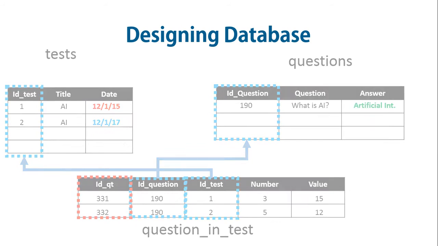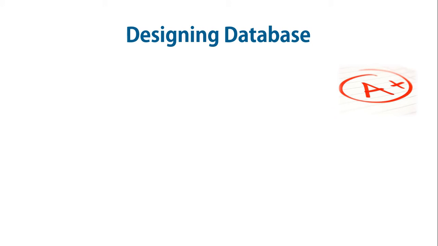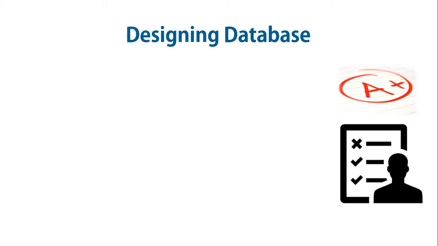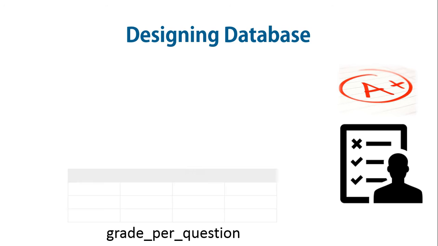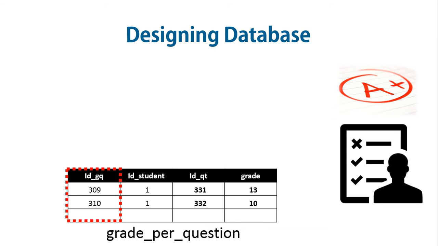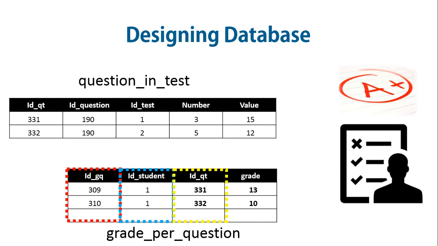a specific test. Finally, we need to hold the grades of each student, which might as well be a grade per question. We will have a table, grade per question, with ID grade per question as a primary key, and ID student, the student that took the test, ID question per test, a reference to a question of a test from the question and test table, and grade. Technically, we could create an additional table with the grades for a full test per student, but since it's possible to calculate it from data held in other tables, it is not necessary.